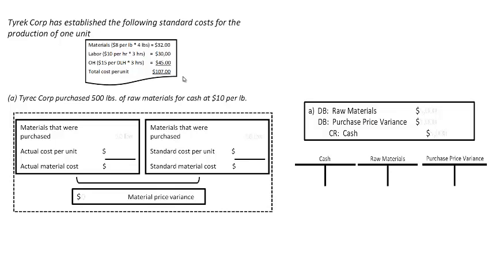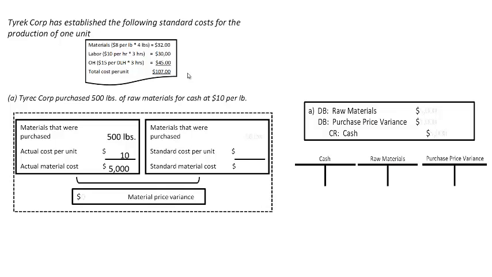Now, during the accounting period, Tyrek purchased 500 pounds of raw materials for cash at $10 a pound. So let's take a look at that computation. 500 pounds of raw materials, the cost per unit to purchase it was $10, so the actual material cost that we'd spent was $5,000.